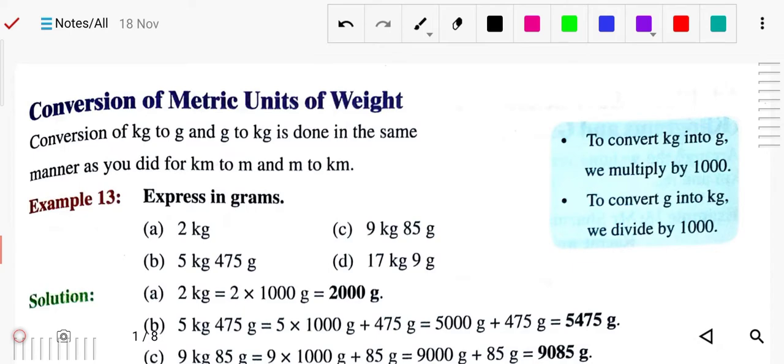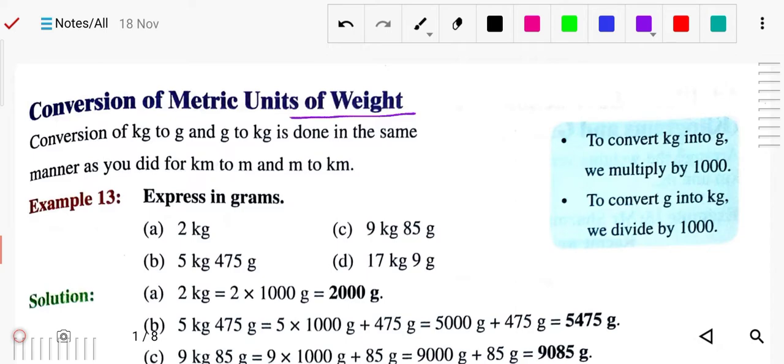As we know, we have some basic metric units for mass, for weight, and for capacity. So we have three basic metric units. For length we have the meter, for mass we have the gram, and for capacity the liter. So this is the unit for weight. The metric unit of mass is the gram.